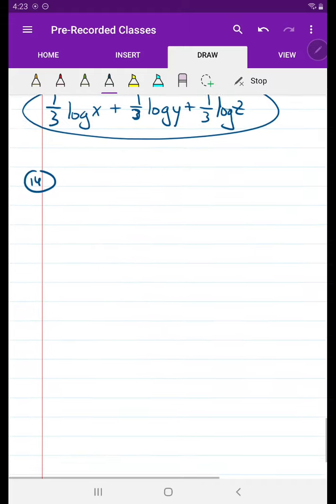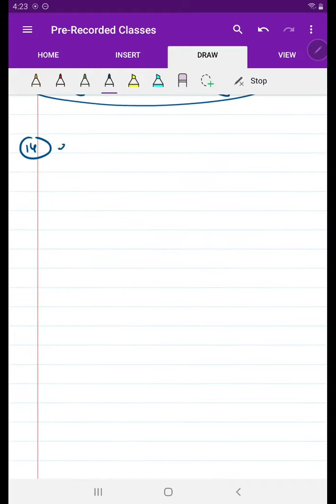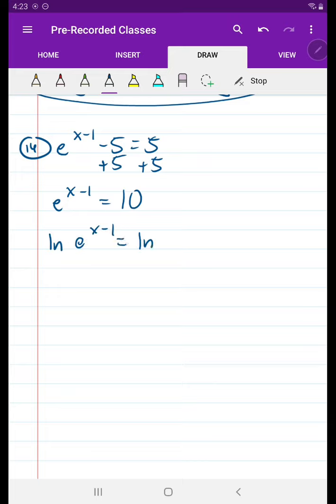For number 14, we have to solve this. We have e to the x minus 1, minus 5, is 5. The first thing I want to do is get that e by itself, so I'm going to add 5 to both sides. Then I get e to the x minus 1 is 10. And then to get rid of that e, I can take the natural log of both sides. Remember, the natural log is a log with base e. Taking the natural log of e to a power, your answer is just going to be your exponent. So our next step will have x minus 1 equals the natural log of 10.